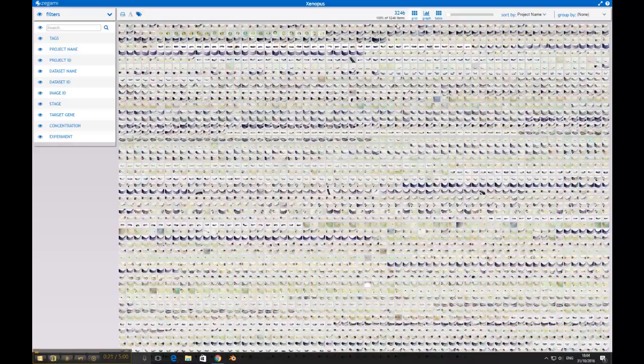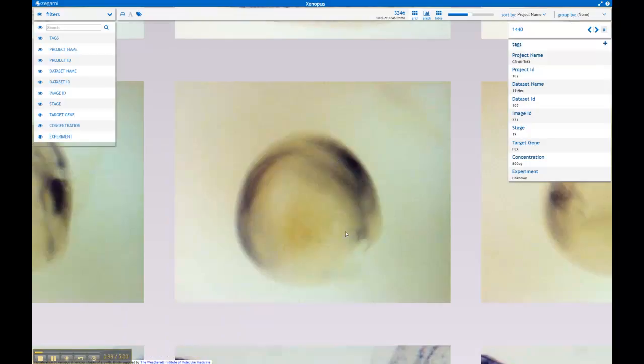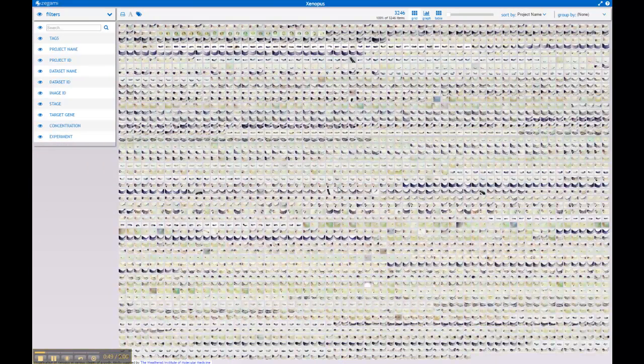So here we have 3,246 images, and each of these images are part of what we call a collection. Now in this collection we are looking at Xenopus, which is a frog which is translucent. So it means we can look at how genes are expressed in this particular frog at different stages of the embryo. So in Zegami it's like a big database, but you can see the way it works is over the web, and it's extremely fast to zoom in and out of.